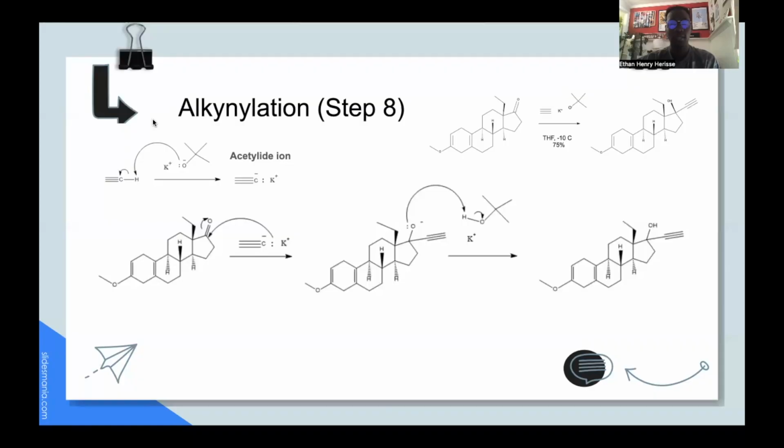For the suggested mechanism in the alkylation step of the reaction, we first need to deprotonate the alkyne with potassium tert-butoxide, as shown here. The resulting acetylide ion attacks this carbon on the ketone and the electrons are pushed up to the oxygen. In the next step, the oxygen gets protonated, bringing us one step closer to synthesizing levonorgestrel.